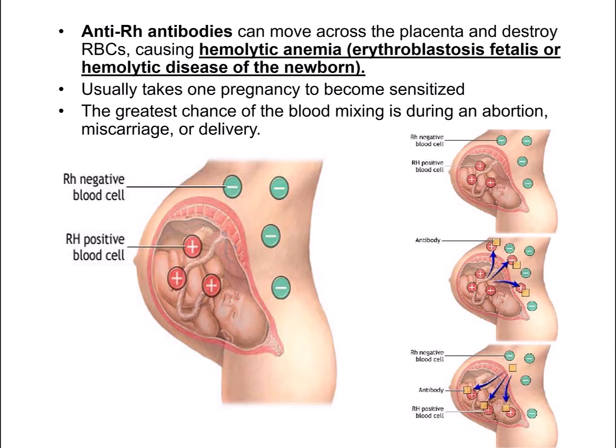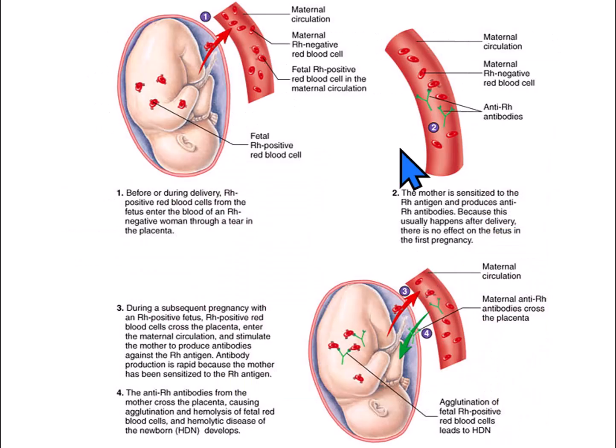As I said before, those anti-Rh antibodies from the mother can move across the placenta and destroy the red blood cells, which can cause hemolytic anemia of the newborn or erythroblastosis fetalis. It usually takes one pregnancy to become sensitized, and the greatest chance of blood mixing is during an abortion, miscarriage, or delivery. And remember, it's the antibodies that can go across and attack the red blood cells. The red blood cells don't normally cross the placenta.